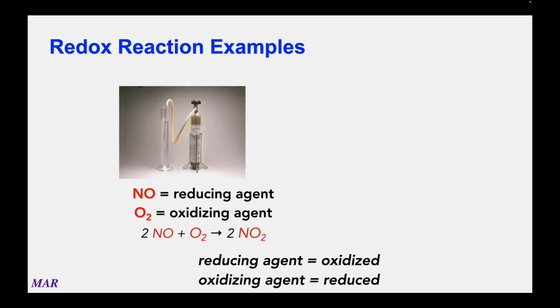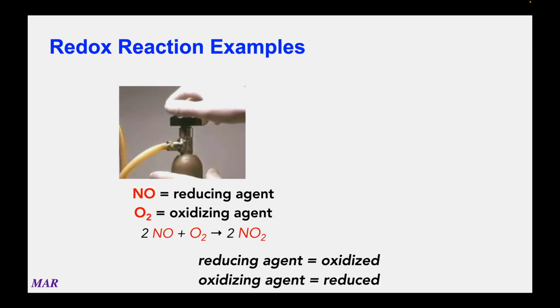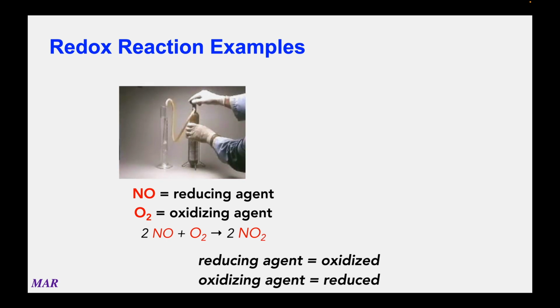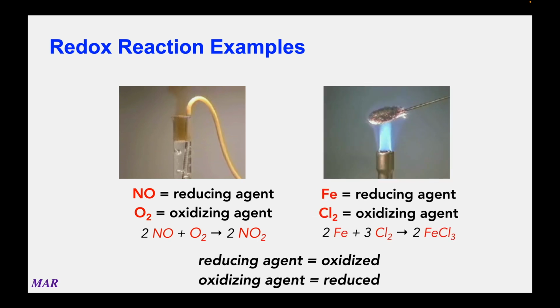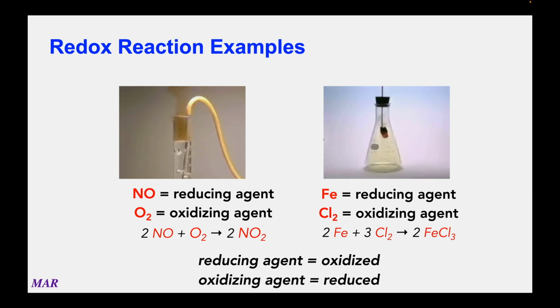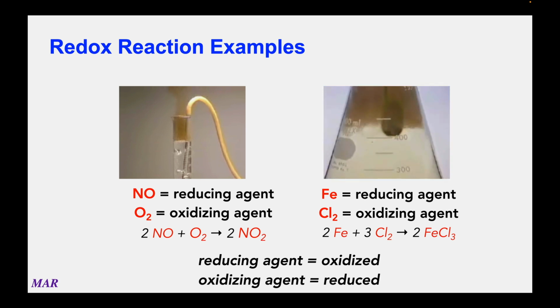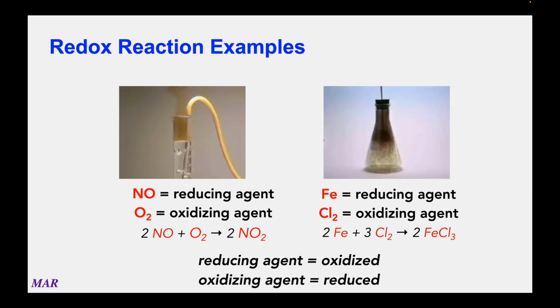Nitrogen monoxide is a colorless gas, which we can observe when we bubble it through water. When it contacts air, and therefore oxygen, an oxidation-reduction reaction quickly converts it to nitrogen dioxide, a visible brown gas. When heated iron comes in contact with gaseous chlorine, a reaction immediately takes place, forming a dark brown solid, iron 3 chloride. This oxidation-reduction reaction involves a transfer of electrons from atoms of iron metal to atoms of chlorine, a halogen. Redox reactions can be pretty spectacular, and both of these are examples of them.